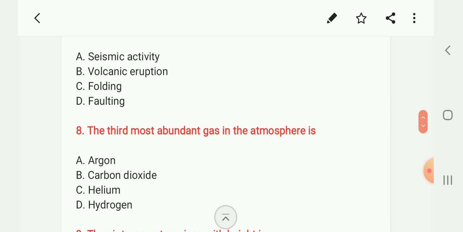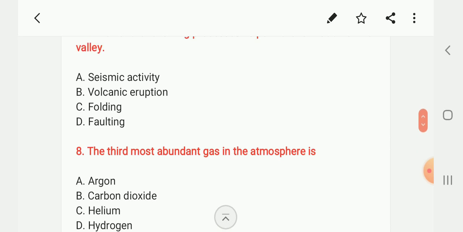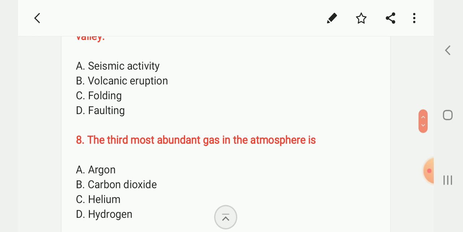Question number 8. The third most abundant gas in atmosphere is A, Argon; B, Carbon dioxide; C, Helium; and D, Hydrogen. The correct answer is A, Argon.